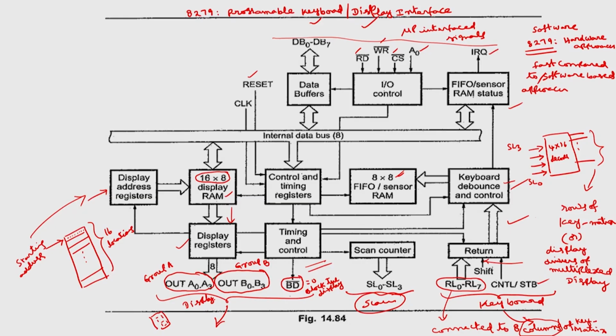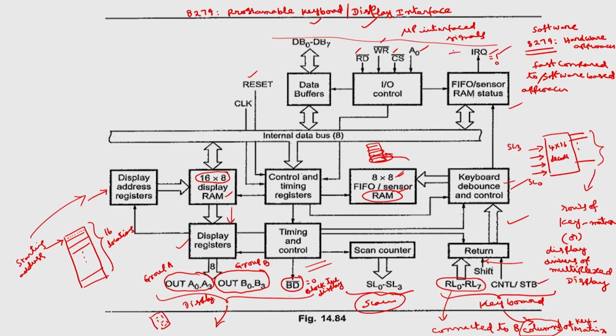Whenever this particular sensor RAM, here this can store, there are 8 locations and each location is capable of storing 8 bits of information. If any data is fed from the keyboard, if any data is filled here, immediately this IRQ becomes 1. This is going to interrupt the microprocessor, indicating that data is ready in the FIFO RAM. If this is empty, then this interrupt will be disabled. Whenever any data is placed into this FIFO RAM, then this interrupt will be enabled.